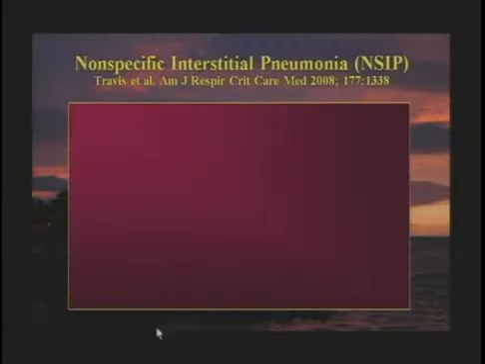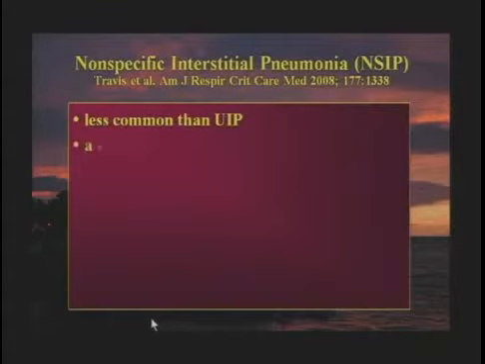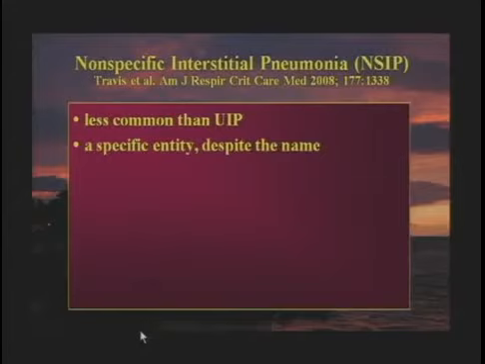Okay, nonspecific interstitial pneumonia. This is less common than UIP, and this is a specific entity despite its name. You may have heard at AFIP that NSIP does not exist. That is wrong. NSIP is a real disease. It is a specific pattern despite its name.